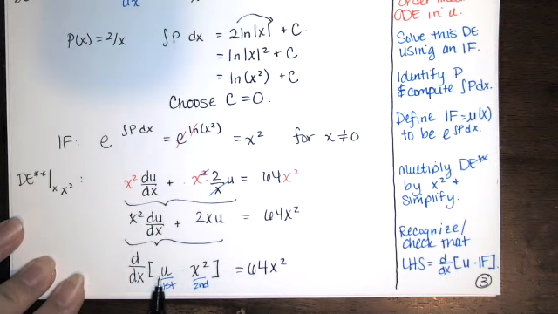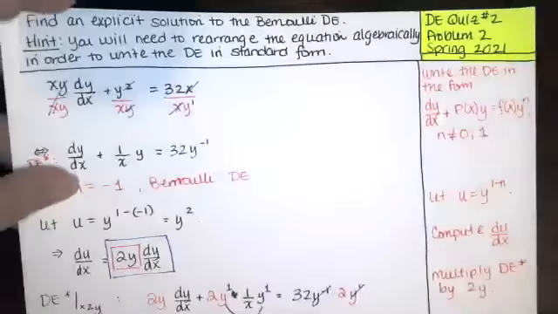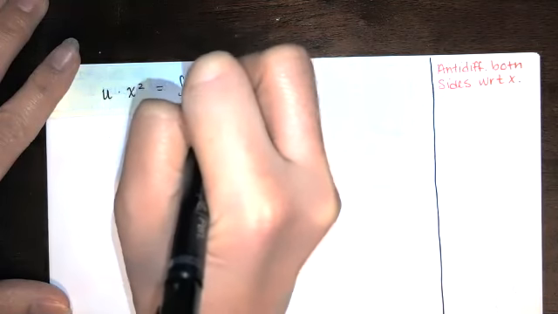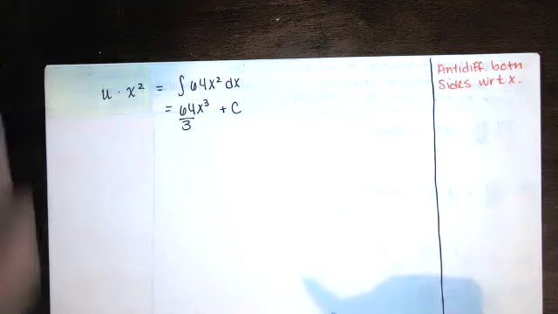So now we're just two steps away from getting u by itself. The way we do that is we undo all of the operations that are there. This says take u, multiply it by x squared, and then take the derivative. In order to get rid of the derivative, we need to anti-differentiate both sides with respect to x. So we'll have u times the integrating factor equals the antiderivative of 64x squared. Just add 1 to the exponent, divide by the new exponent. Don't forget to add your constant of integration.